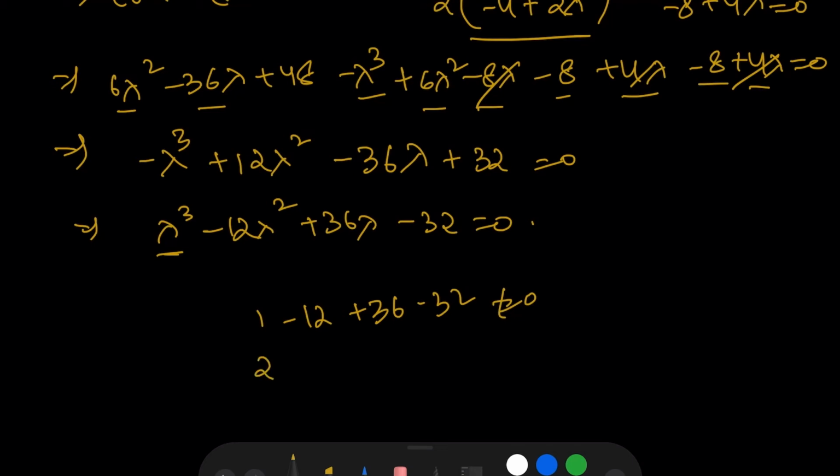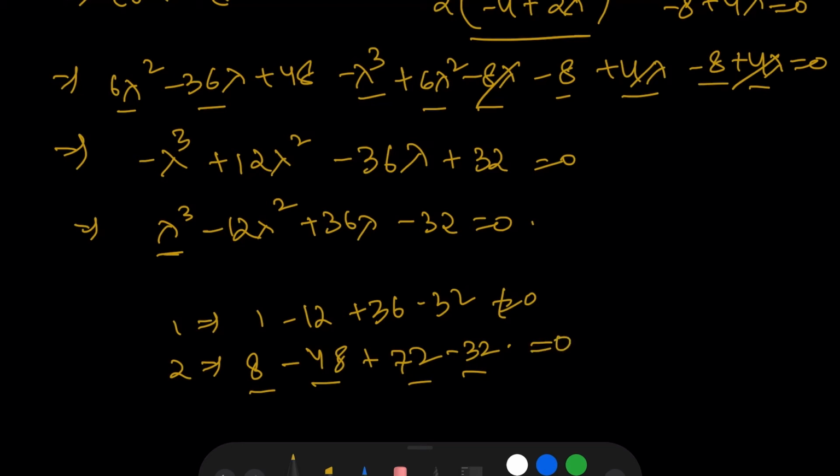For 2, two cube is 8. 2 2s are 4. 4 into 12 is 48. Plus 36 times 2 is 72 minus 32. So this is 80 and this is forming 80. So 80 minus 80 is equal to 0. Right, so we found the root.